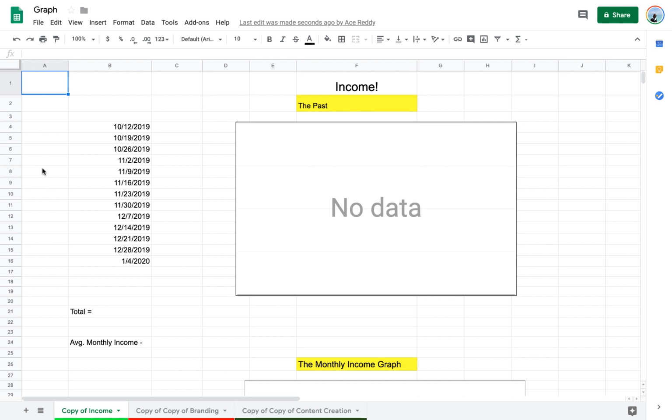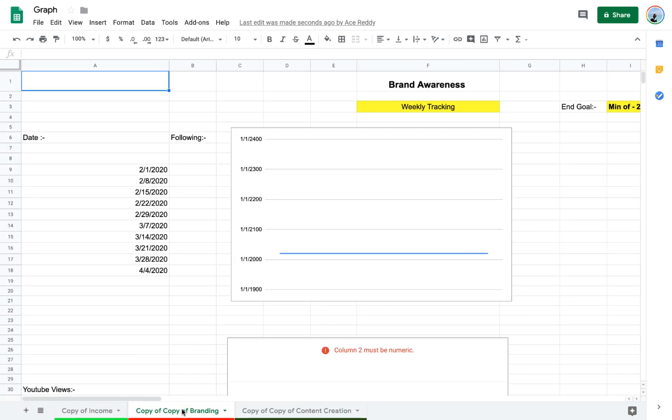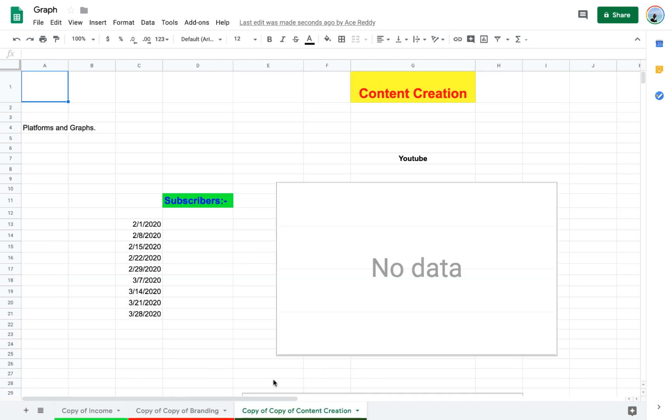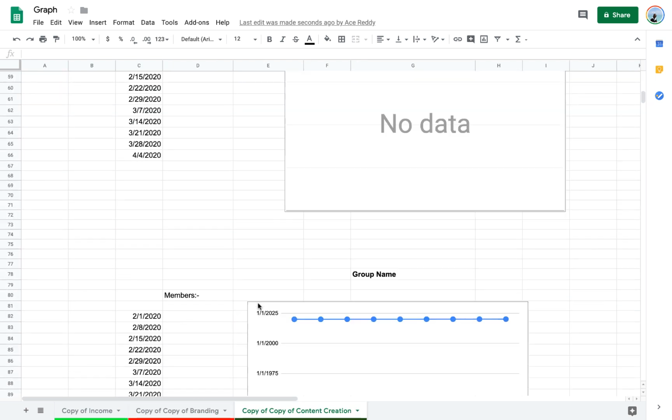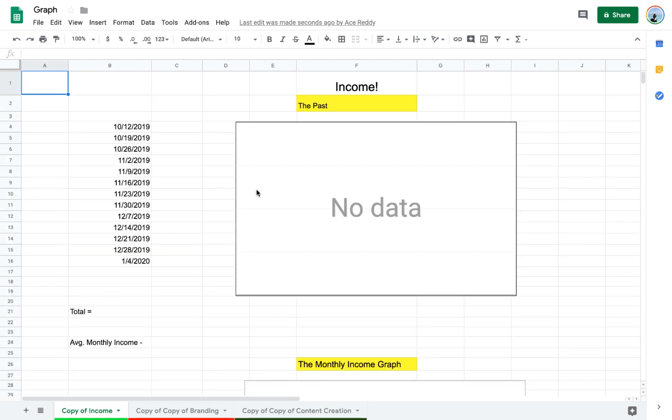So, first things first, this is the income graph. This is the branding graph, and this is the content creation graph. Now I'm going to walk you guys through how to do this. The goal of an income graph is to tell you week by week whether your business is going up or down, whether you're making more money or less money.